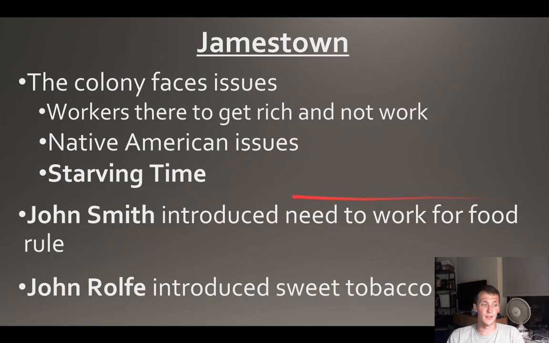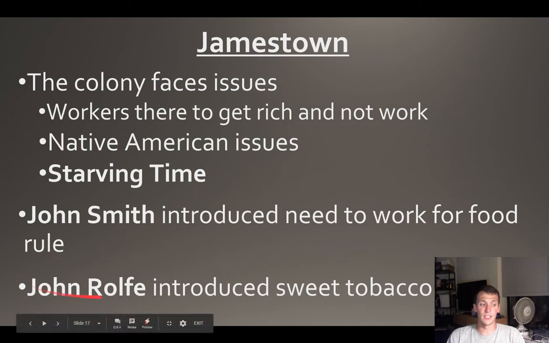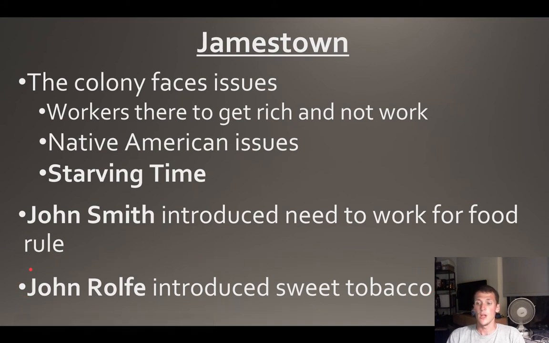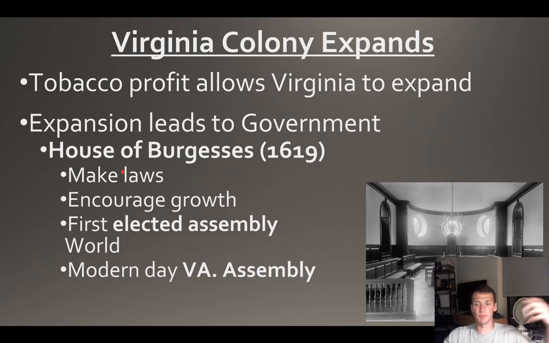John Smith's going to make things a little bit better with this whole need-to-work-for-food rule. And then you're going to get John Rolfe being the big savior here later on, who brings tobacco and marries Pocahontas, actually, with dealing with the Native Americans anyway. Yes, Maya, that means that if you didn't work toward the good of the colony after John Smith took charge for a little while there, basically you weren't going to eat and you were going to starve.